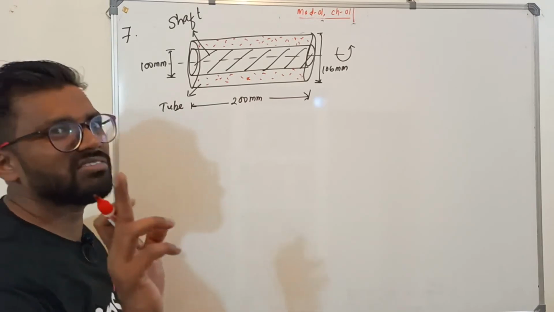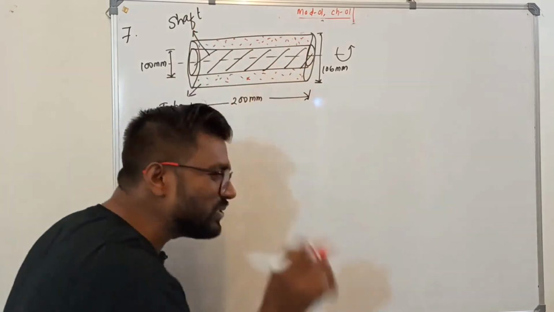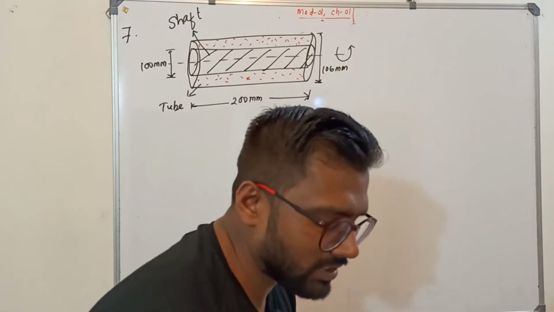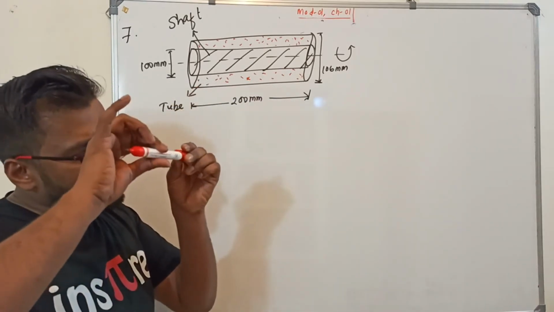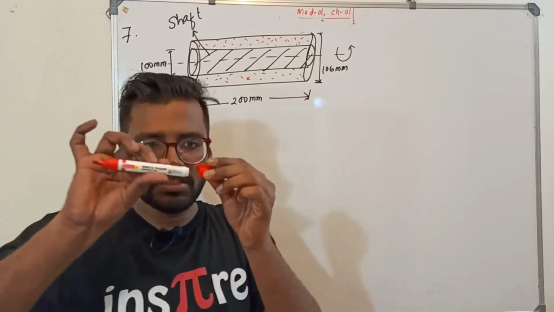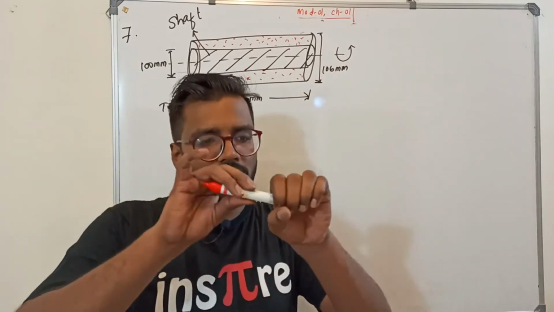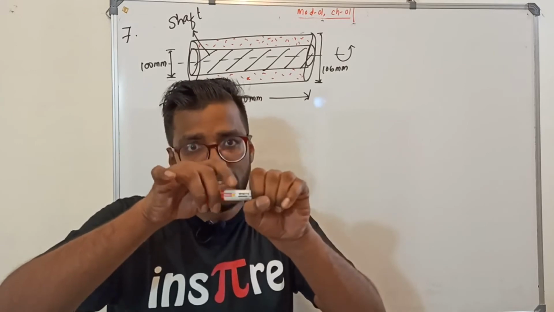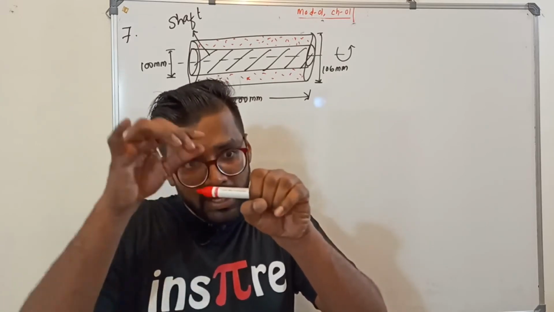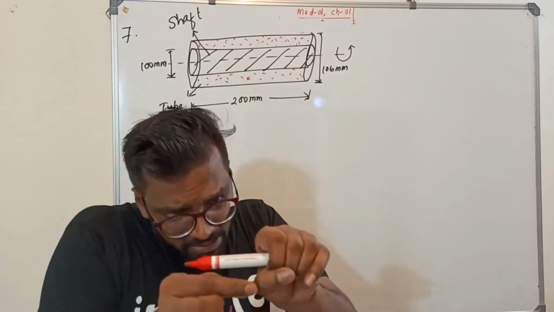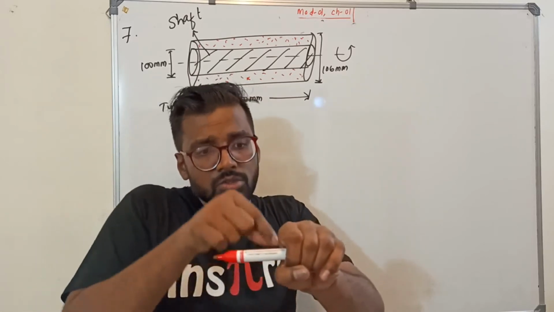Sir, 6 mm. Never. Sir, here 3. No. That's why you need to understand. Suppose this is your tube. This is your shaft. It's rotating like this. Your shaft is inside the tube. This is 100 mm dia. This total is 106 mm dia. So a 3 mm thickness of clearance is total inside.